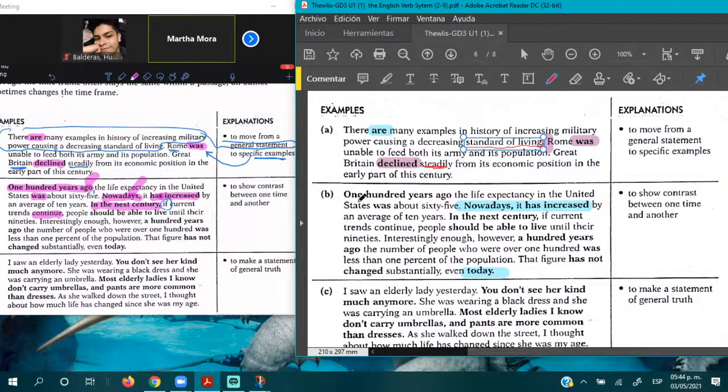Then we have this modal. Then again, we have, in theory. We have, again, 100 years ago. So this is going to justify that I changed to the past. And then this is announcing that this past action is related to the future.